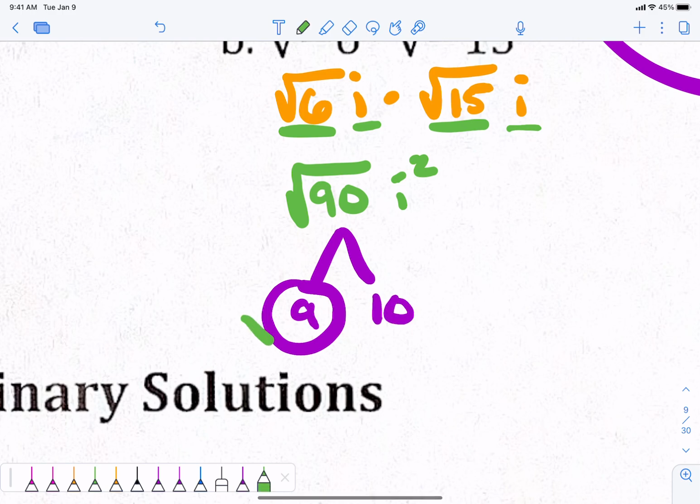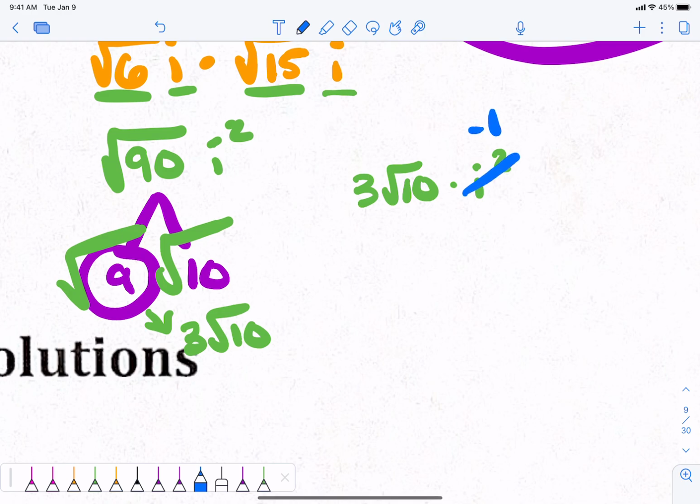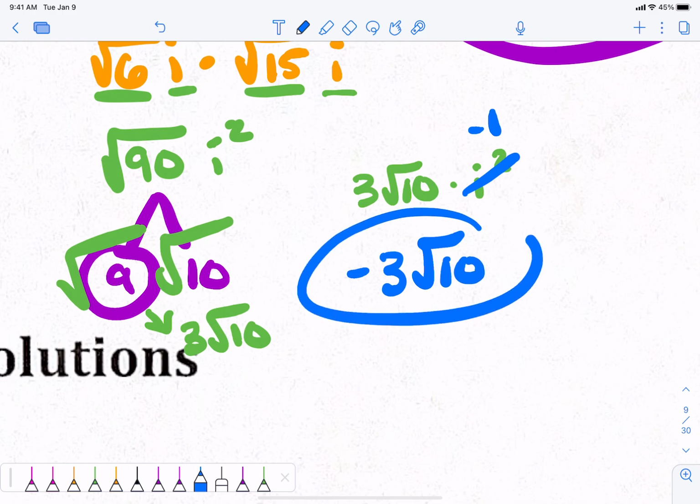Okay. And then the square root of 9 and the square root of 10. The square root of 9 becomes 3 and the square root of 10 stays the square root of 10, right? So this is 3 square roots of 10 times i squared, really. But what is i squared? Negative 1. So it would be 3 square roots of 10 times negative 1, which is negative 3 square roots of 10. Does that make sense?